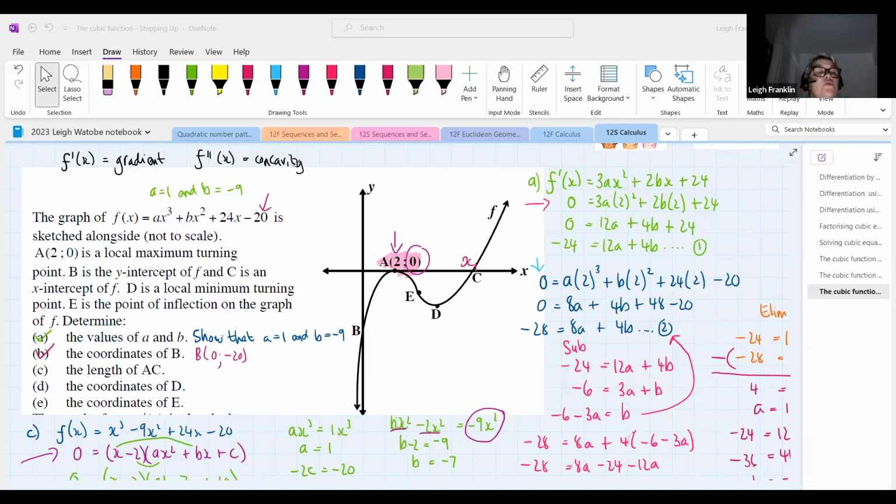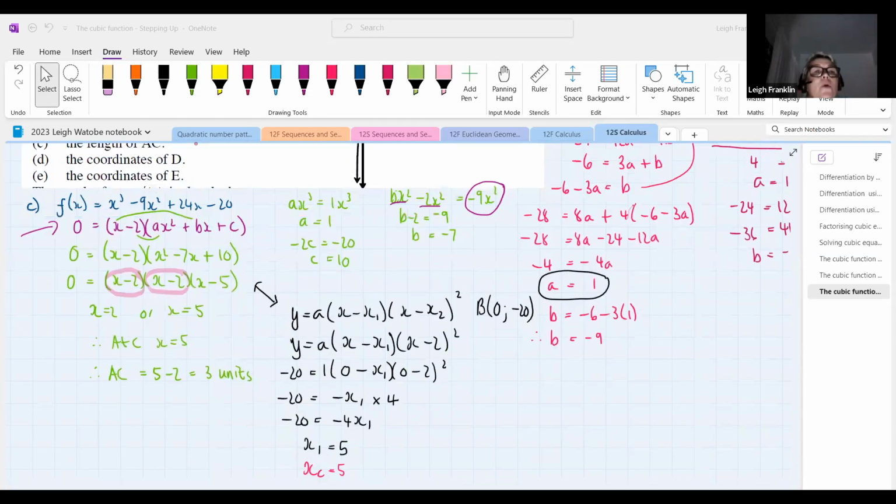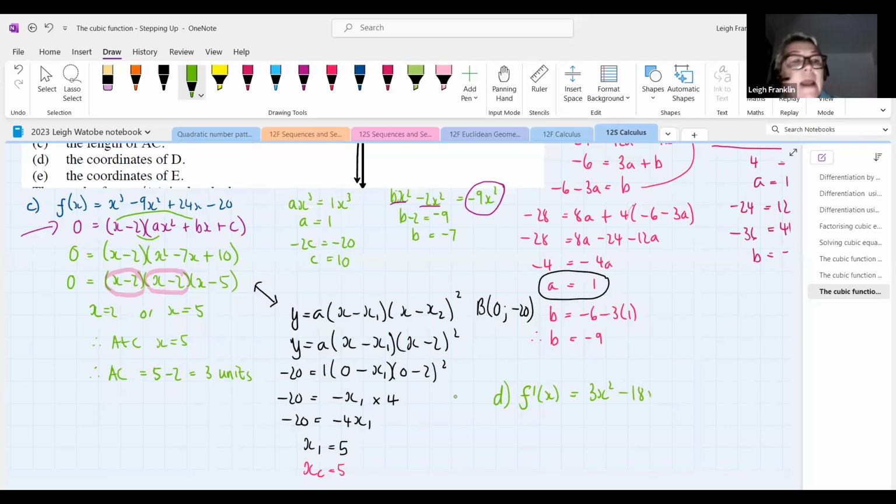Good. So remember, when we are working with gradient, we've got to use the first derivative. So in order to answer question D, we have to use the first derivative. The gradient at the turning point is 0. Let's just clear some space here. So you need to derive. Taking our first derivative, we would end up with 3x squared minus 18x plus 24.